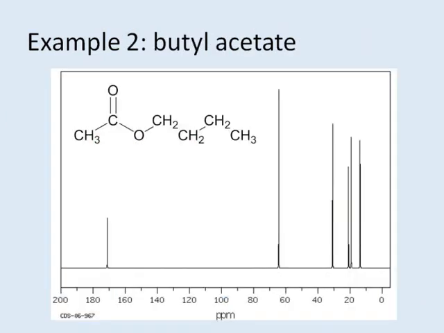Our next example is butyl acetate. From what you have learnt so far, do you think you can assign all 6 peaks in this NMR spectrum? Pause the video and see if you can.